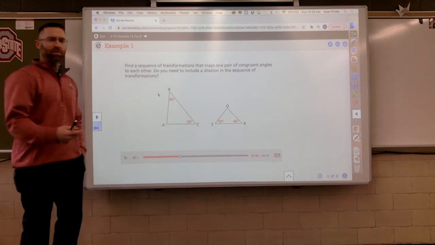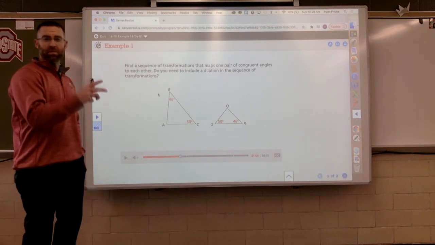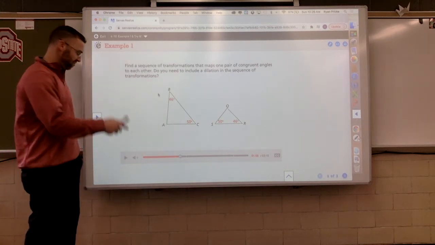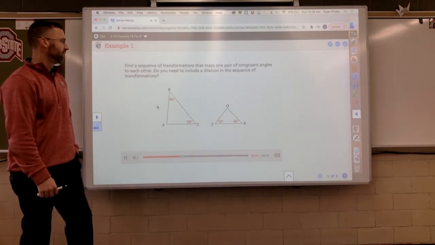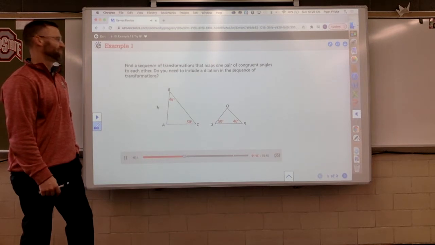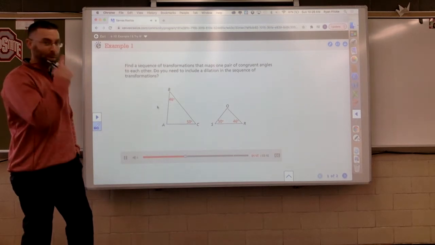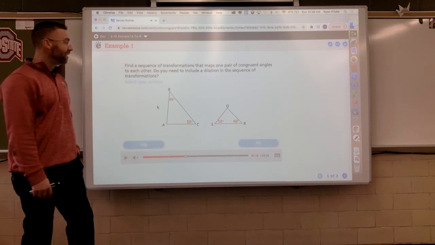What does it look like maybe we could do? Do you think we need to have maybe a little bit of rotation, dilation? I don't know. Let's see. Find a sequence of transformations that maps one pair of congruent angles to each other. Do you need to include a dilation in the sequence of transformations? Well, yeah. Select your answer.